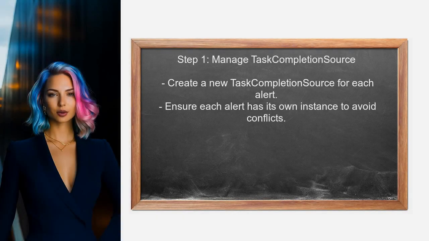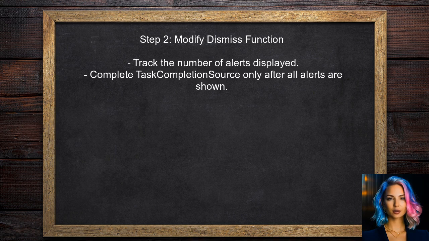To address the issue of multiple alerts not appearing, the user should first ensure that the task completion source is properly managed. This involves creating a new task completion source for each alert that needs to be displayed. Next, the user should modify the dismiss function. Instead of setting the task completion source result to null, the user should complete it only after all alerts have been shown. This can be done by keeping track of how many alerts have been displayed.